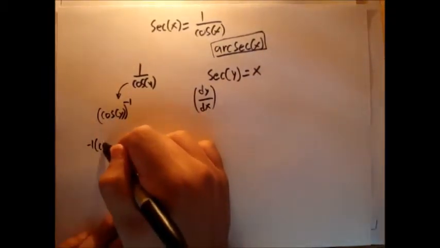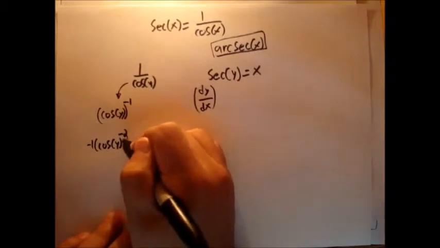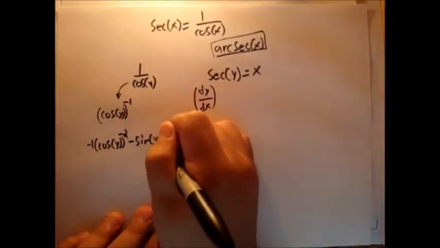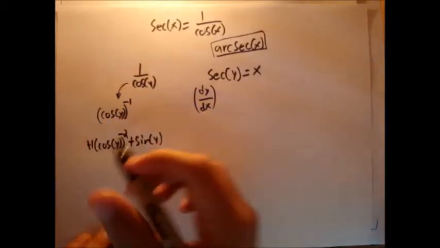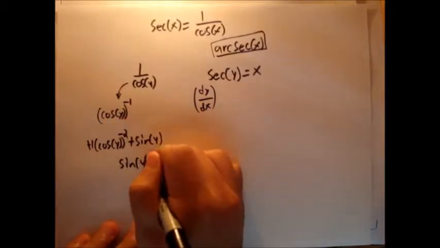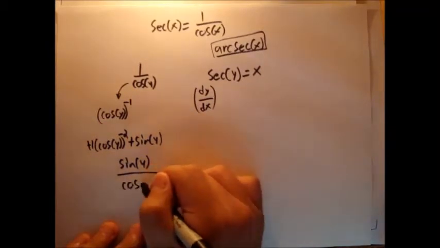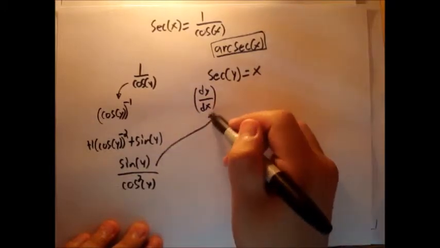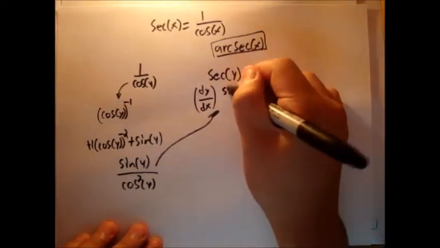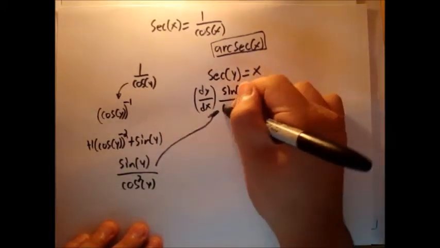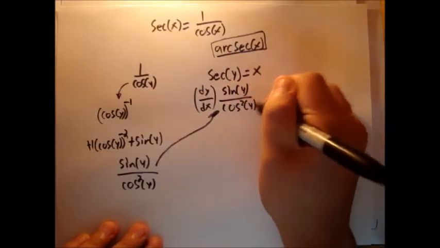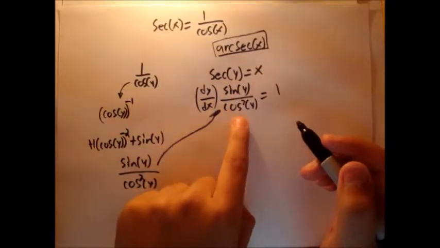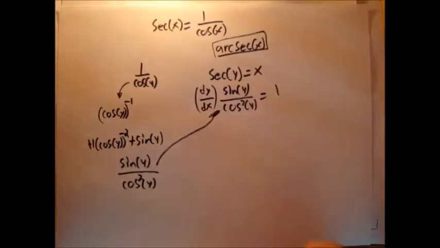Negative 1 times cosine y to the negative 2, then the derivative of the inside, which is simply negative sine y. The negatives cancel out. We're left with sine y divided by cosine squared y. So now we can write it right here: sine y over cosine squared y is equivalent to 1. We took the derivative of both sides. This sine y divided by cosine squared y is simply the derivative of secant y.